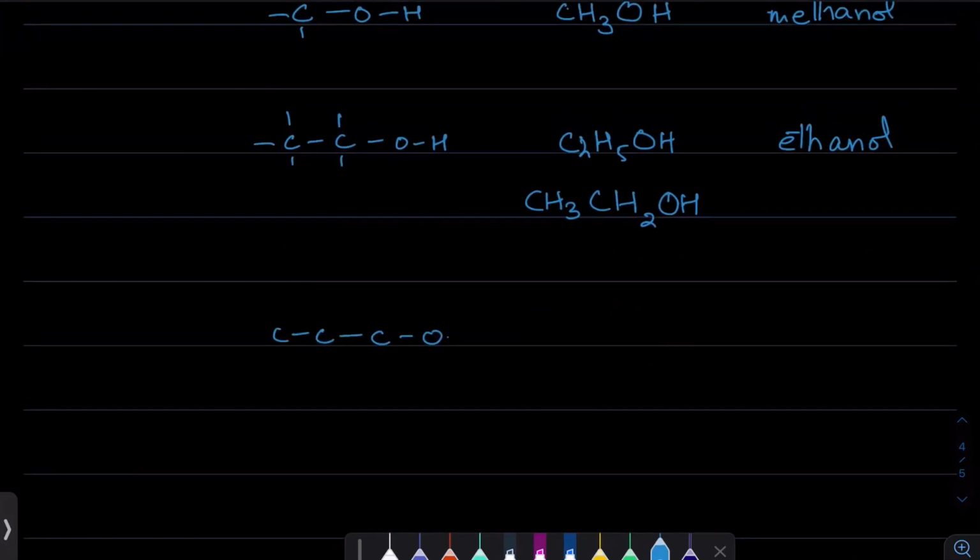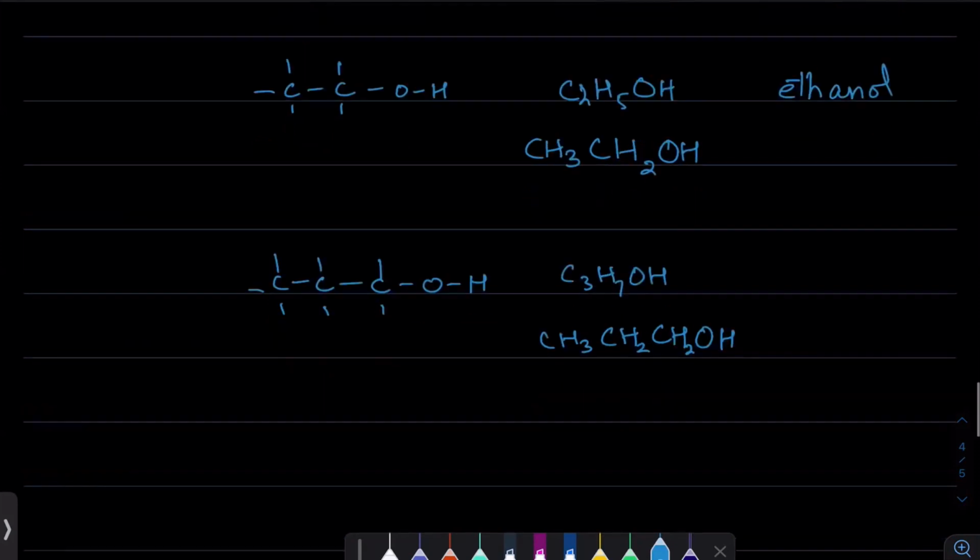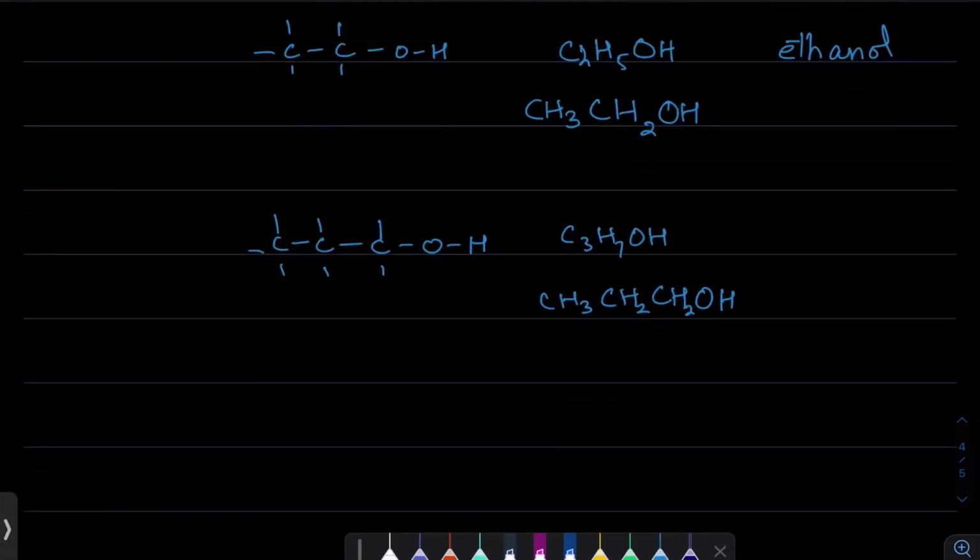Okay, and OH मैं इधर लगा देता हूँ. ठीक है. So this one is C3H7OH. या इसको मैं CH3CH2CH2OH लिख सकता हूँ. और एक और ऑप्शन भी है. What if मैंने ये थर्ड कार्बन पे लगाया OH, या जिसको फर्स्ट कार्बन भी बोल सकते हैं.